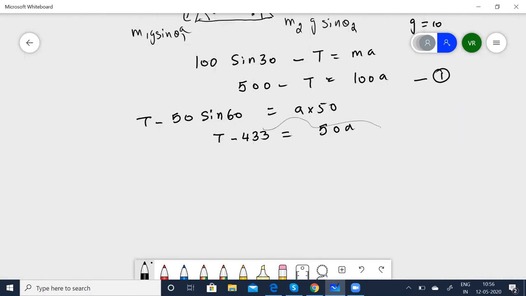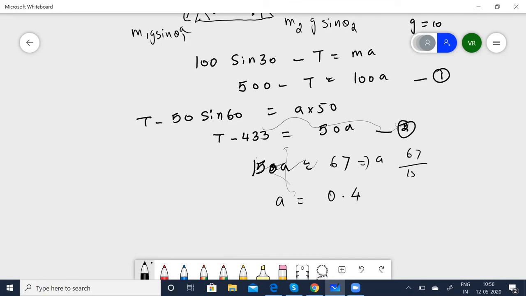Now let me take this equation as 2. Solving, or you add both, you get 150a is equal to 67. From this you get a is equal to 67 by 150, which works out to be 0.446 meters per second square. So this acceleration is going to be towards the left.